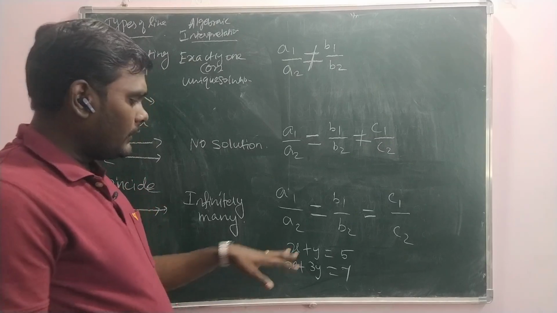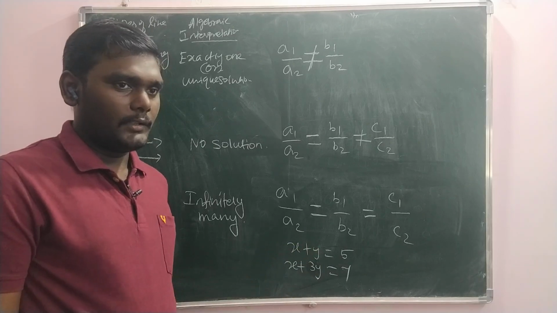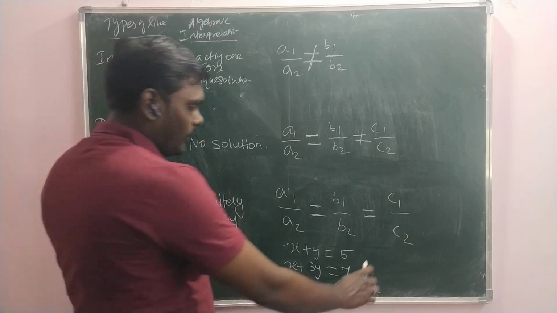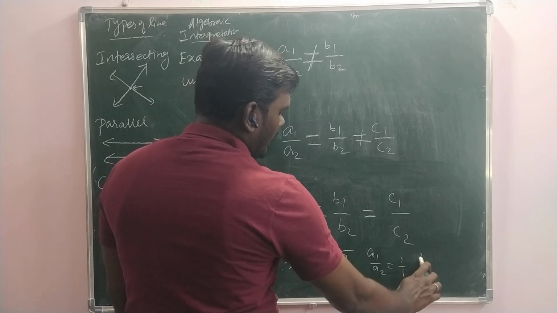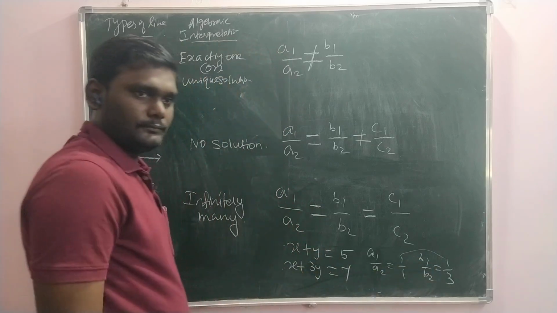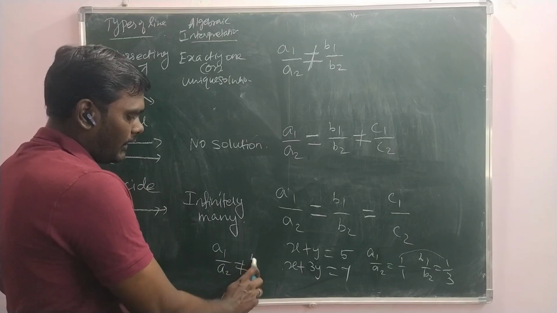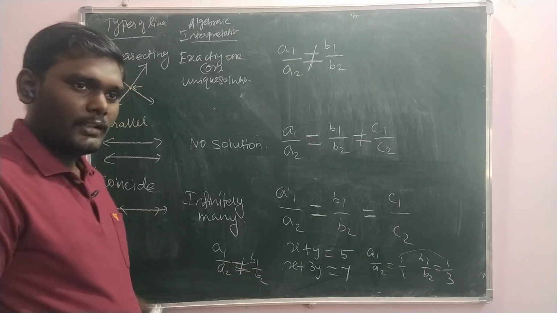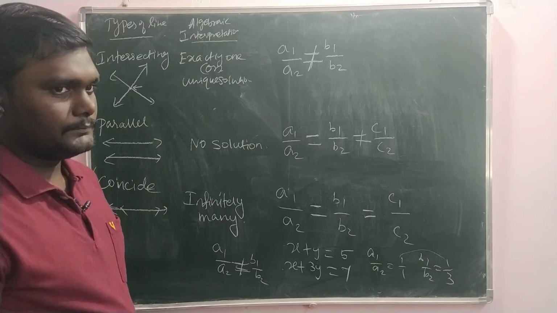Now we are going to determine what kind of solutions it is going to have, what kind of lines it is going to have in a graph. So how can we determine the values of the coefficients? It is a1 by a2, 1 by 1, and b1 by b2, it is 1 by 3. Are they equal? This a1 by a2 is not equal to b1 by b2. So what kind of lines? It has intersecting lines and it has a unique solution. Okay.